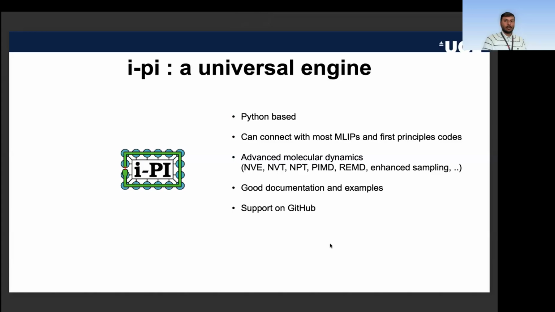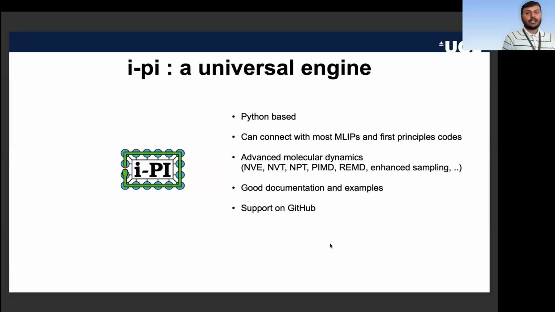Right. So here I want to just give you a few features of IPy. It's a Python code which has some advantages. Note the first one is that it's very easy to install. So on HPC computers, you can just do a pip install, and that's about it.